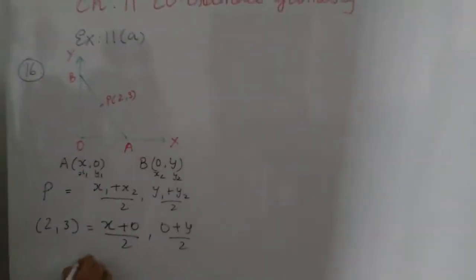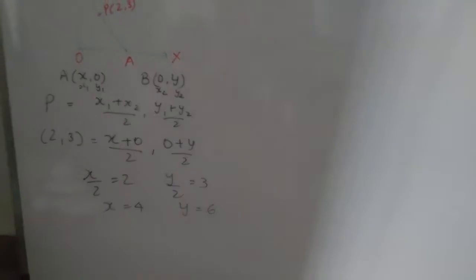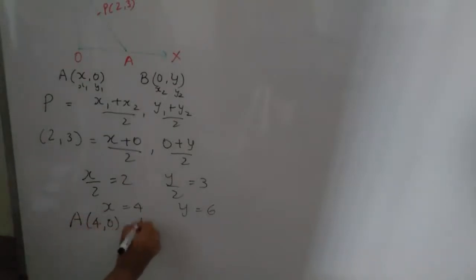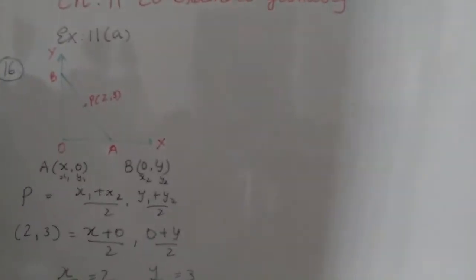So let us compare. First of all, x by 2 is equal to 2 and y by 2 is equal to 3. So I get the x value, 2 2s are 4, and y, 3 2s are 6. So here we can now write the coordinates of A and B accordingly. As we have chosen the A coordinate x, 0, that will be 4, 0, and the coordinate of B will be 0, 6. So this way you can see that A 4, 0 and B 0, 6 are the coordinates of our A and B.